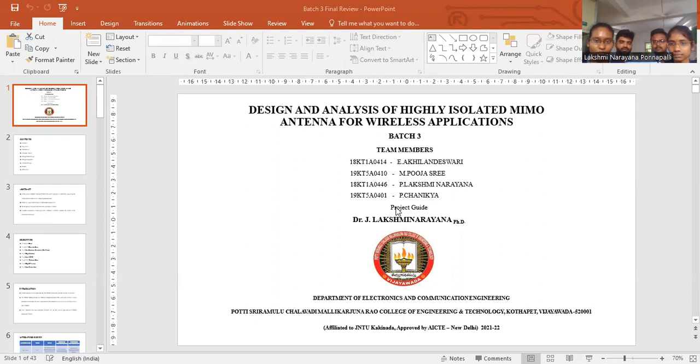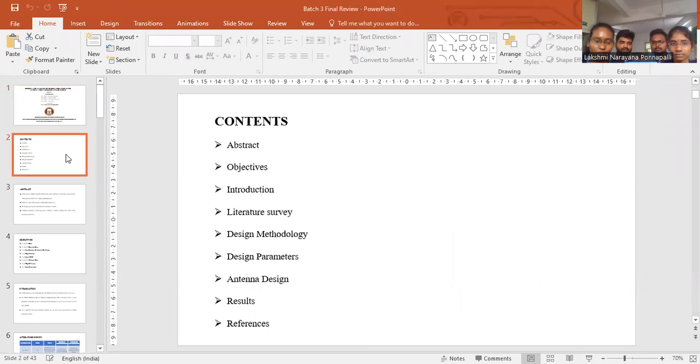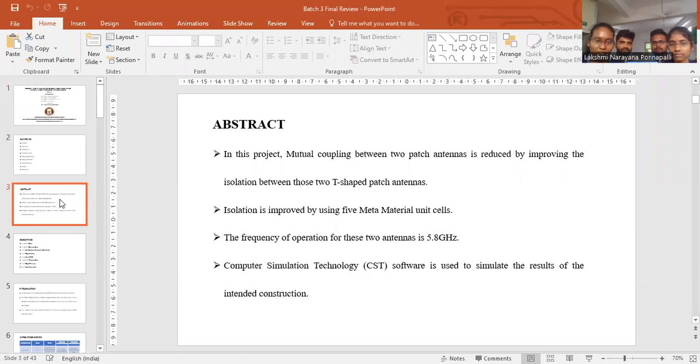In this project, we are discussing MIMO antenna. The main agenda of our project is to provide isolation between two patch antennas. For this isolation, we are using metamaterials. The frequency of operation for these two antennas is about 5.2 and 5.8 gigahertz. It is in C-band applications. CST software is used for simulation reports.